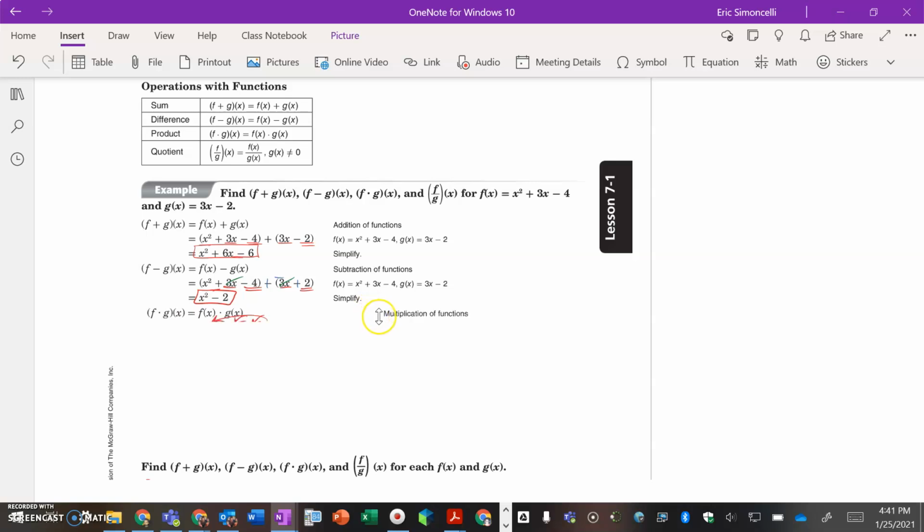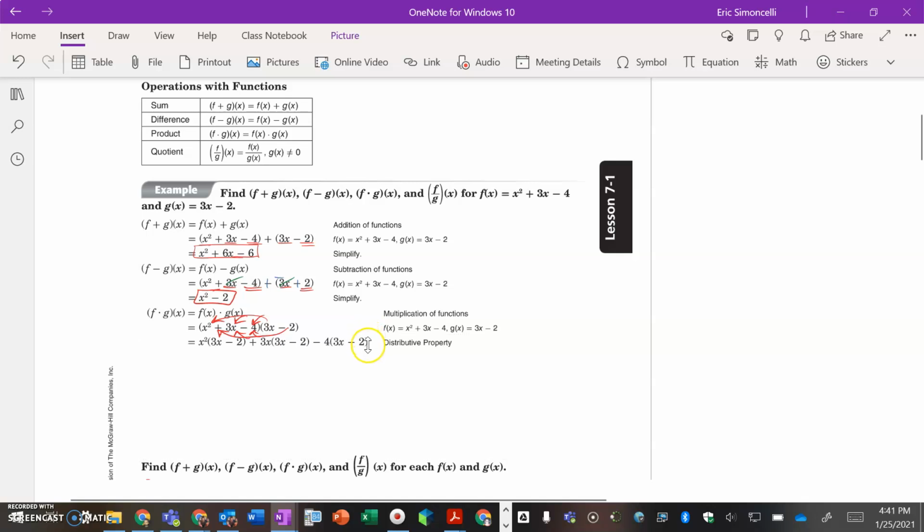We'll proceed now with multiplication, f times g, or f(x) times g(x). You are going to be distributing, as you can see in multiplication, 3x minus 2 times each respective term of this quadratic trinomial: 3x times x squared, 3x times 3x, and 3x times negative 4, and negative 2, of course, also distributed three times.